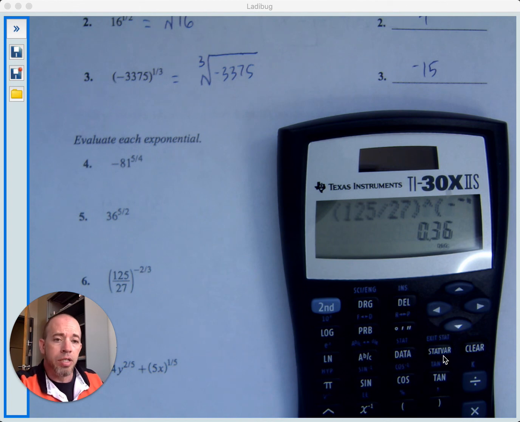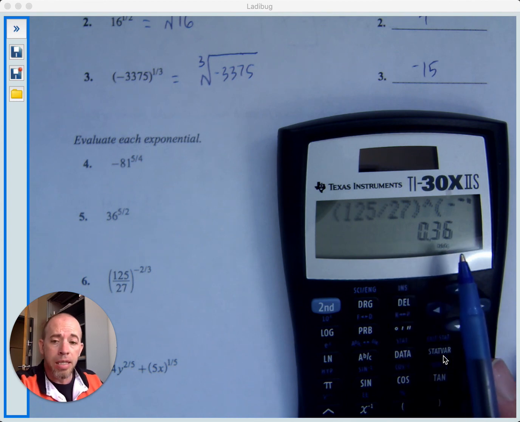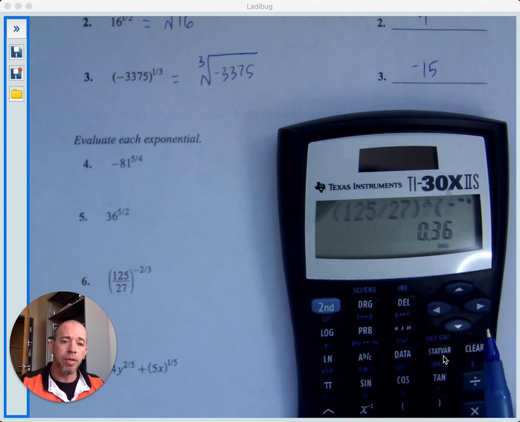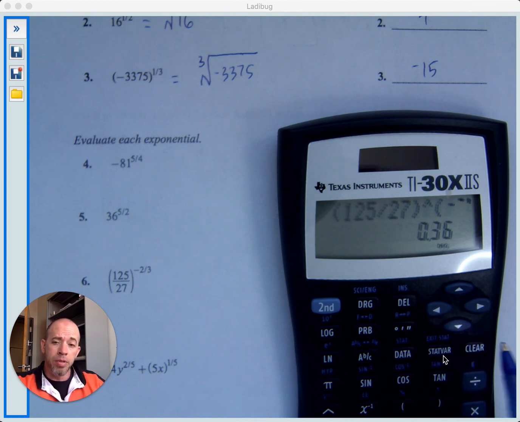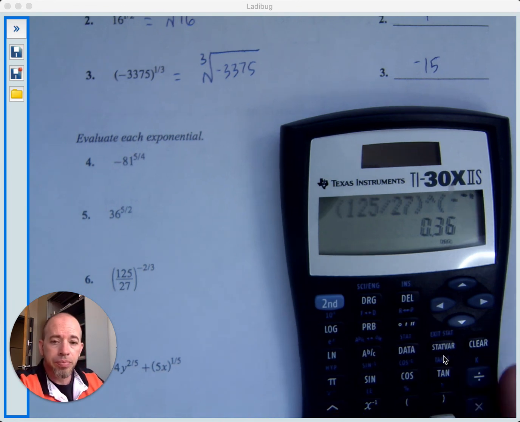Just one caution: sometimes you'll get a repeating decimal here, which is not going to be good. So 0.36 would be okay in this case because it is a terminating decimal. But with a repeating decimal, there's no real good way to write that in MyLab. So I would suggest using the fraction button instead of the division symbol on these problems.